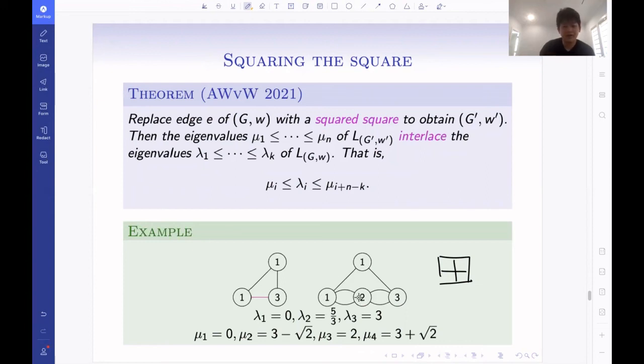And you'll notice the eigenvalues exactly interlace: mu 1 is less than or equal to lambda 1, less than or equal to 3 minus root 2, less than or equal to 5 over 3, 2, 3, 3 plus root 2.